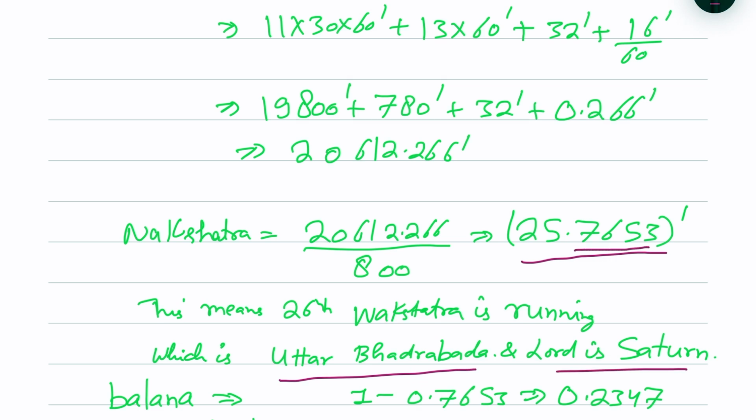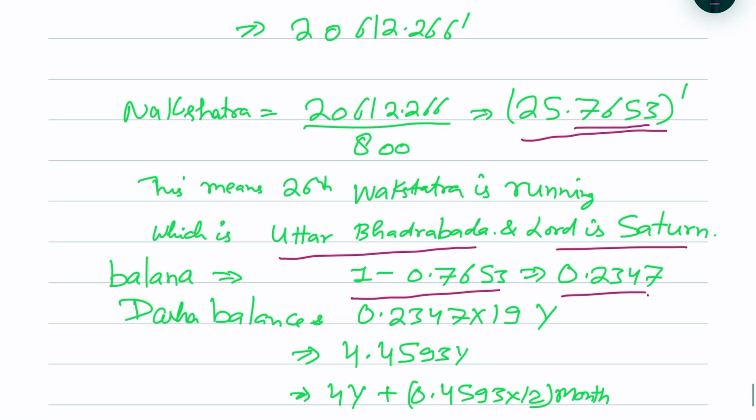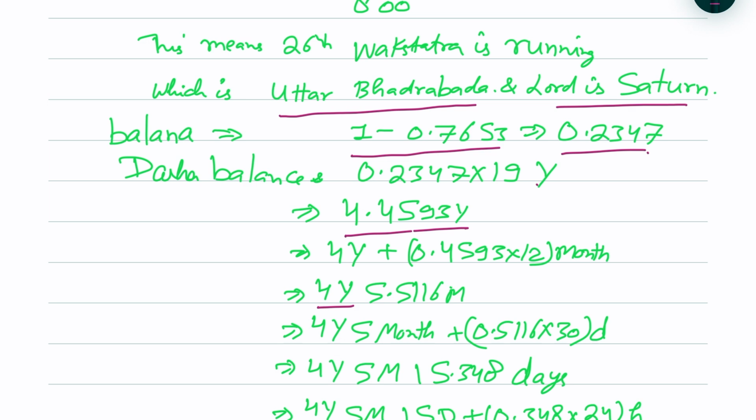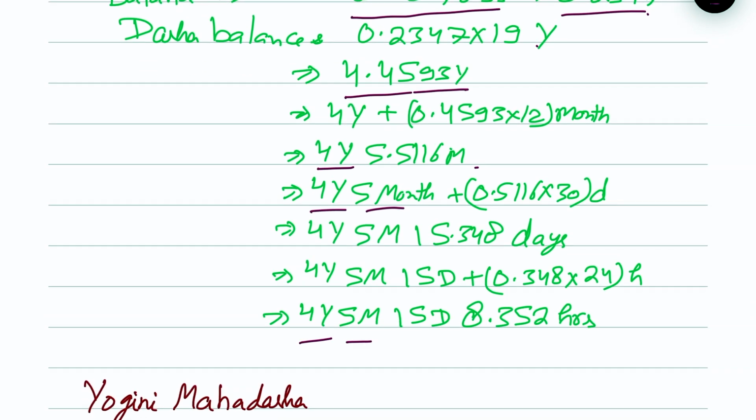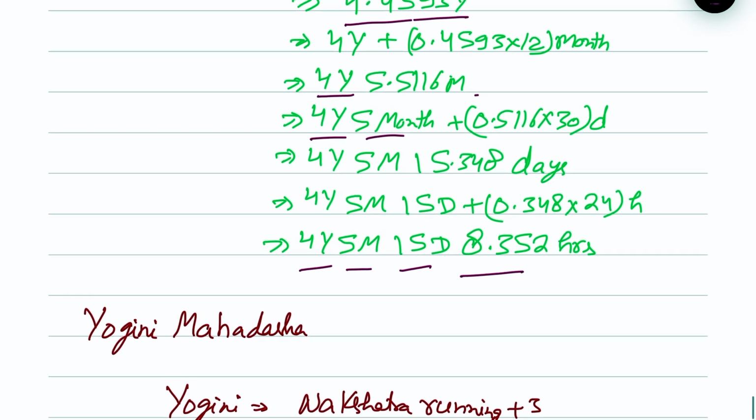Since this fraction value has already moved, we have to find how much time is balanced. So 1 minus 0.7653, we get this. For Saturn, the Mahadasha period is 19 years, so we'll multiply this value by 19. We are getting 4.4593 years. If we convert the decimal part into months by multiplying by 12, we get 4 years 5.516 months, and converted into days it is 4 years 5 months 15 days and 8.35 hours. You can even further convert it to minutes and seconds. So this is the dasha balance for Vimshottari Mahadasha.